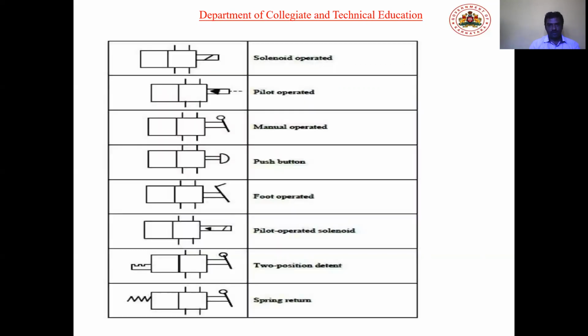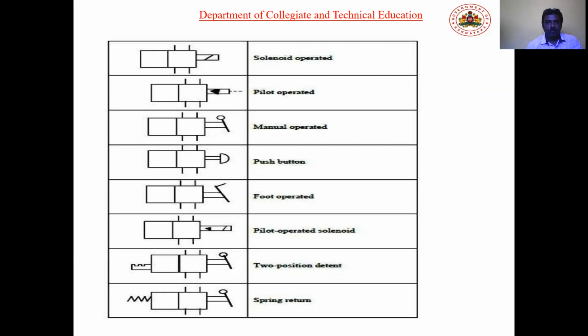These are the actuation positions. Different graphical representations are shown here. The first one shows solenoid operated. The second figure is pilot operated. The third one is called manual operated. The fourth one is represented by a push button, which we can see represented graphically.